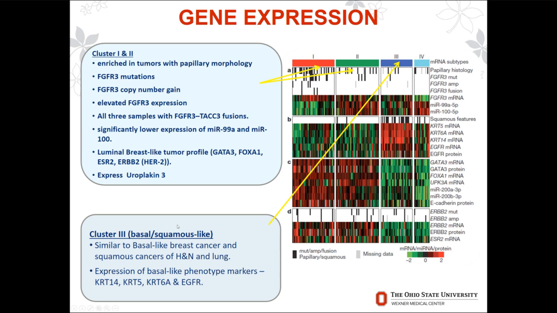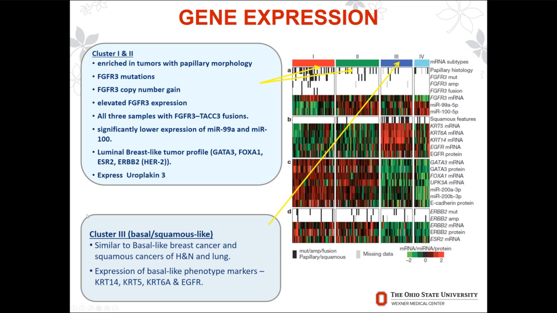So this is the gene expression profile of a large subset of urothelial carcinomas, and they can be divided into clusters. Clusters 1 and 2 are enriched in tumors with papillary morphology. So these are tumors where your patient will present with a papillary tumor in the bladder. These tumors have frequent FGFR3 mutations. They have copy number gains in FGFR3, or they have high expression of these proteins. All these patients also have significantly lower expression of microRNA 99A and 100.